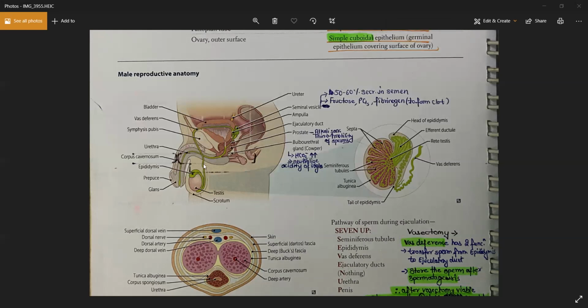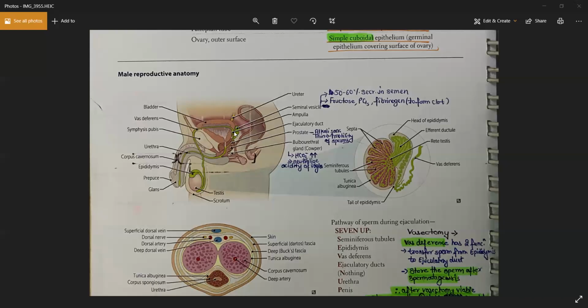Now, this vas deferens enters into the abdomen and loops around the urinary bladder, and then you have the ureter. I told you that in the females, anterior to the uterus, what structure is present? The uterine artery. The uterine artery and the cardinal ligament, or the transverse ligament. In males, I told you anteriorly you have the vas deferens, right? Yes. So this vas deferens will loop from anterior to posterior.